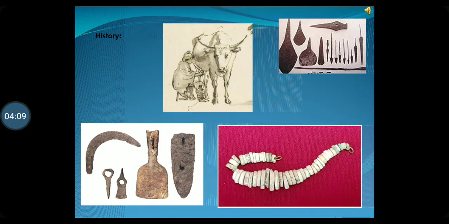Now let's have a look at history. On page 125, trade. It's a new unit. So let's quickly look at our keywords. Subsistence farmers: farmers who produce just enough for themselves and their families to live on. And trade is the exchange of goods.